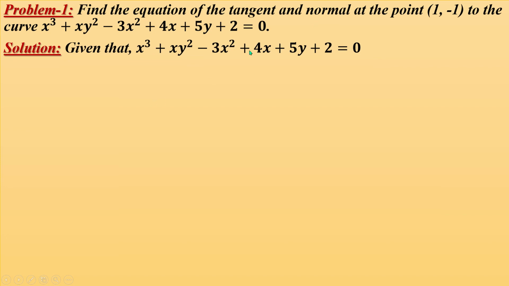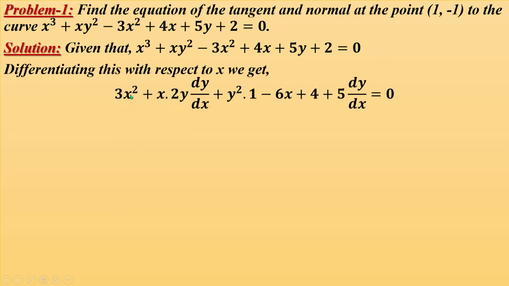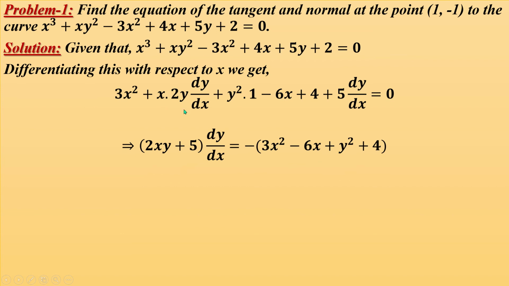Clear? Therefore, differentiating this with respect to x, we get 3x squared. But here is a product of the form uv, where u is x and v is y squared. So we can keep u, which is x, fixed, then the derivative of y squared is 2y into the derivative of y with respect to x, minus y squared fixed times the derivative of x with respect to x, which equals 1, and minus 6x plus 4. Here will be 5 times the derivative of y with respect to x, and the derivative of the constant term equals 0. Clear?